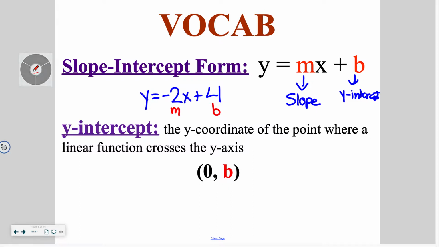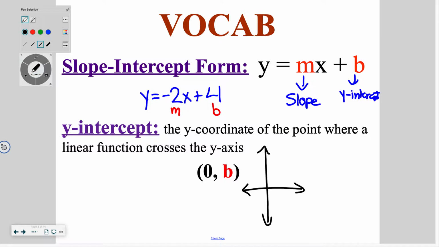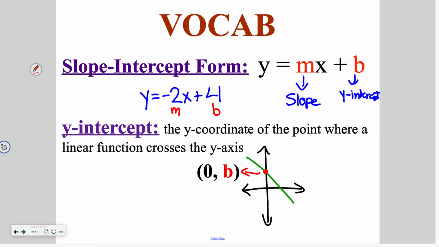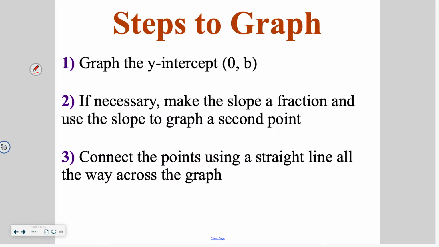To remind you what the y-intercept is, that is the y-coordinate where a linear function crosses the y-axis. So if you were looking at the coordinate plane, when a line crosses the y-axis, the point where it hits, right here, is your y-intercept. That b comes from 0, b, that intercept point.